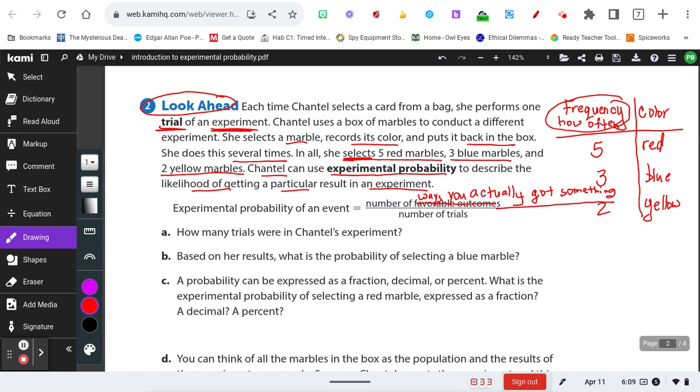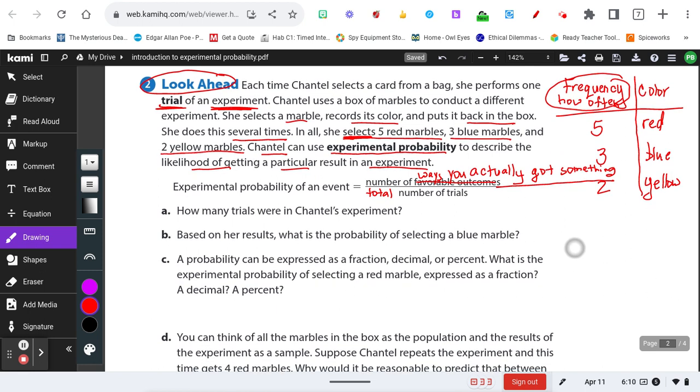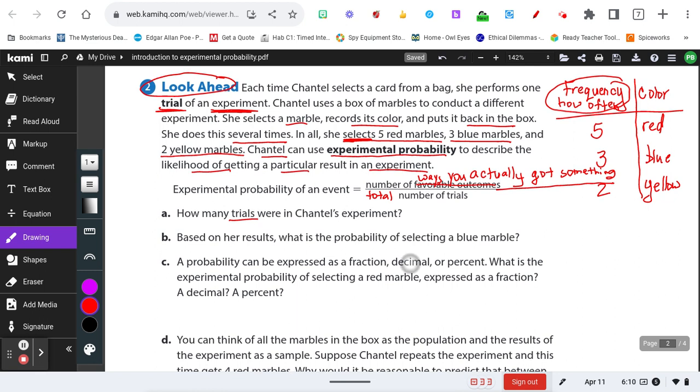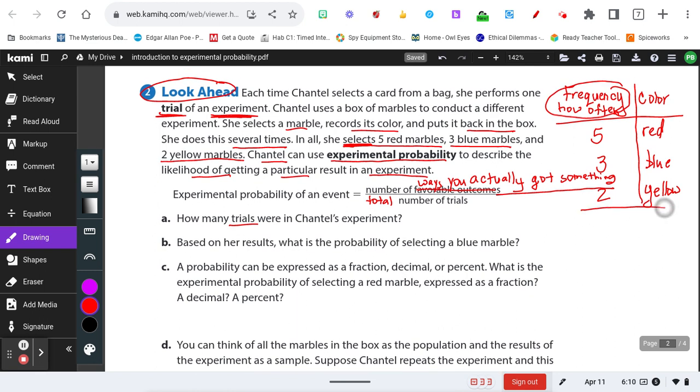Because if it's the number of ways you actually got something, that should help you to see that you actually performed a trial or an experiment because you actually got it. And then I'm going to put total here. So it's the number of ways you actually got something out of the total number of trials. So how many trials were in Chantel's experiment? Well, what was her total frequency? So she selected 5 red, 3 blue, and 2 yellow. That's going to be a total of 10. That's 10 trials.